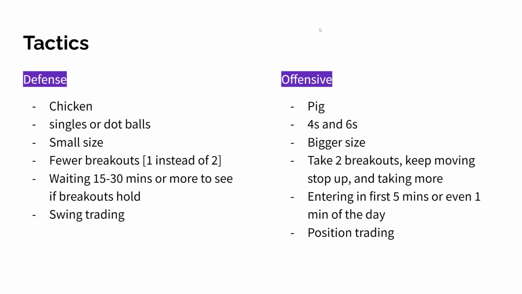Minervini has a way of describing these two as chicken or pig. And when he goes into defense mode, he says you've got to be a chicken, play as small and scared as possible, so be as less aggressive as possible. And when he wants to play offense, he says, I'm going to become a pig and I'm going to buy into breakouts as aggressively as possible with as big a size that I can put on as possible.